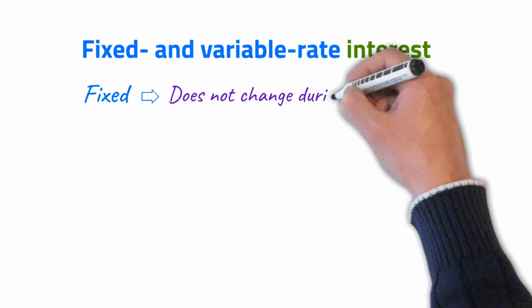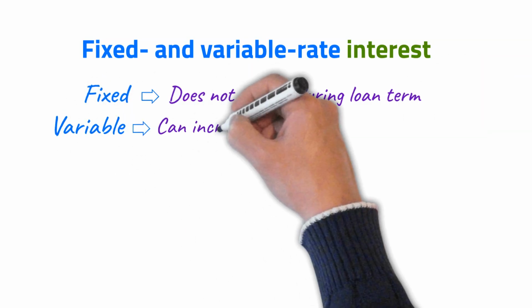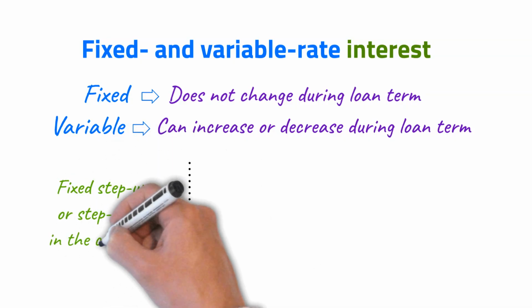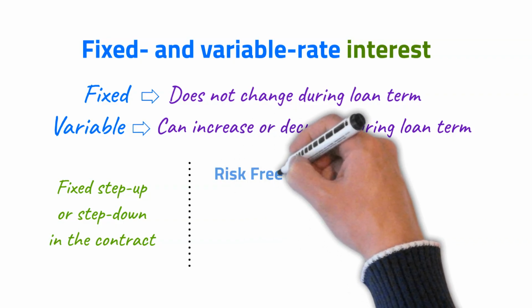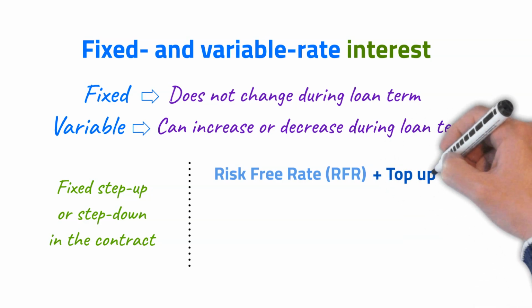Fixed rate is exactly what it says. It is fixed for the full term of a loan. Variable rate changes. For example, the contract can say it increases or decreases every year. However, the most typical variable rates are those based on a variable component tied to the interest rates of central banks or markets, which are called risk-free rates, plus a fixed top-up.